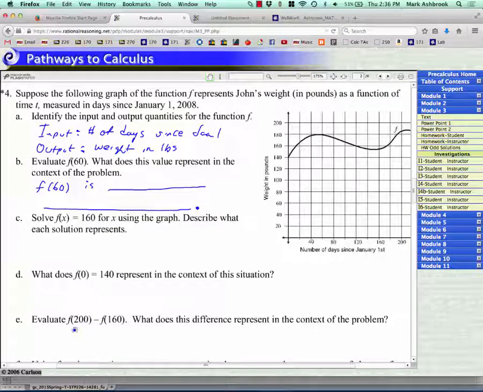Again, on E, do this first. So what does it mean first? And then if you get to it, then evaluate it. But that's the important question.